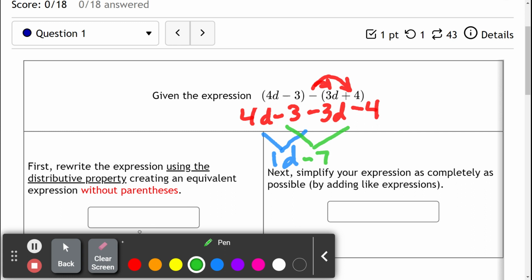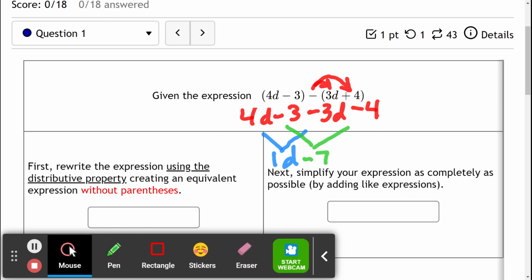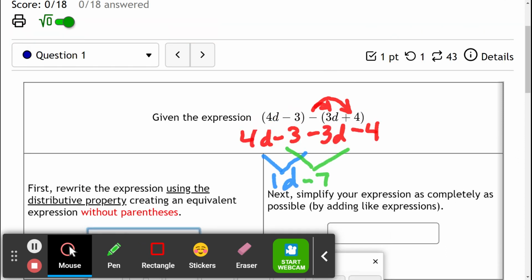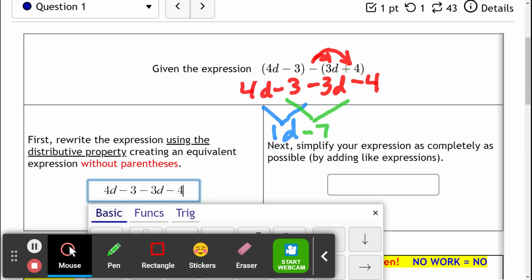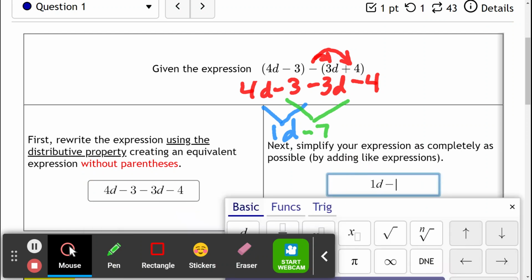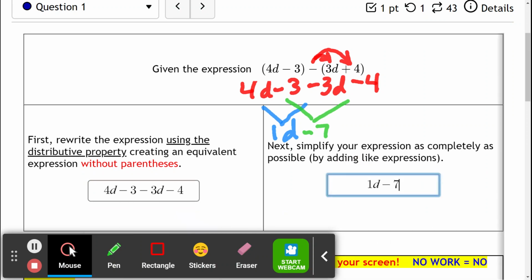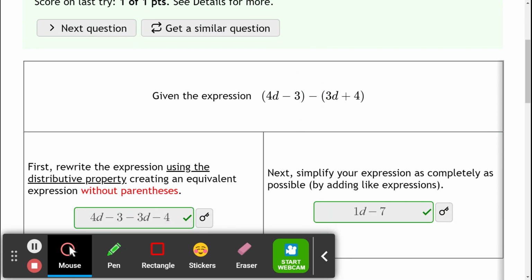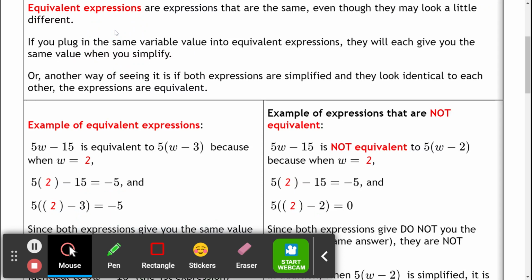So now we have everything we need to write down our answer. We would have 4D minus 3 minus 3D minus 4. Oh, can't see that. Okay, there. And then over here, we have 1D minus 7. And that should be it. Hey, that's all right. Okay, let's go to the next one.